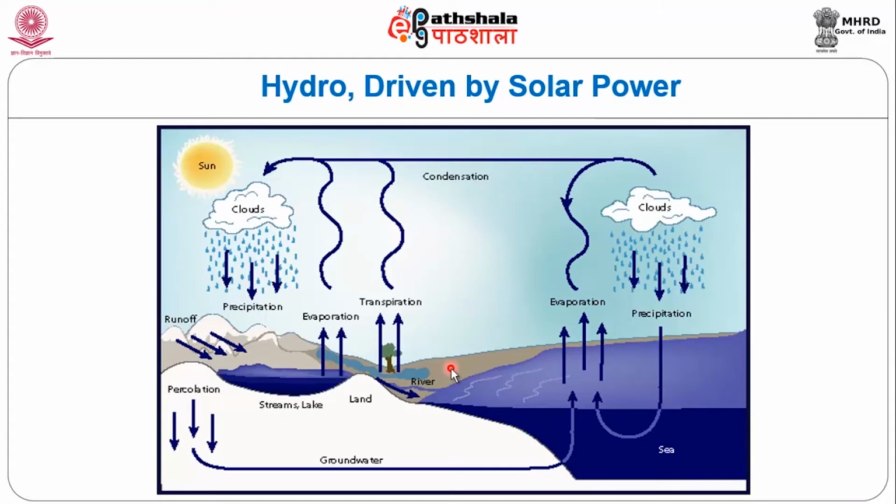And this is about hydro driven by solar power, from solar energy, because of solar heat, the water gets evaporated, and then the cloud is formed, and then it gets condensed, and then the rain drops on the earth, and it is stored in the reservoir, and then we generate electricity out of it.